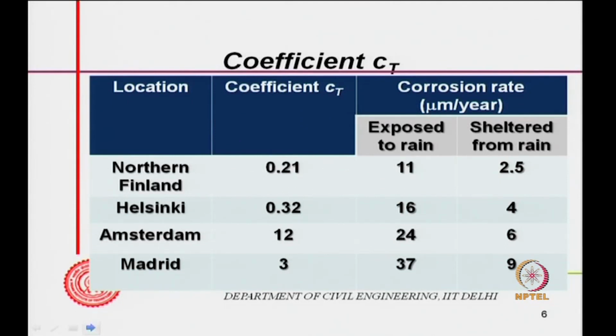for different locations they have given. For example, northern Finland, very cold. So, they have given a Ct coefficient of 0.21, because it will be less than 20 degree centigrade, and Madrid, which is close to 20 degree, and Amsterdam. Depending upon the temperature, these values change, in case of sheltered or in case of exposed to rain. See, sheltered from rain, this is the scenario, exposed to rain. So, these are empirical relationships, but they give you a kind of guideline or understanding.